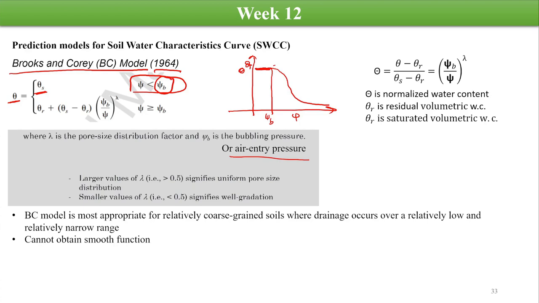Okay. So in this equation, if we provide the values of theta r, theta s, and we also provide the value of psi b that is known for a particular soil, then we can determine the relationship between theta and psi, that is the soil water characteristic. But here there is one parameter lambda, okay, that needs to be fitted for a better fit to the data, right?